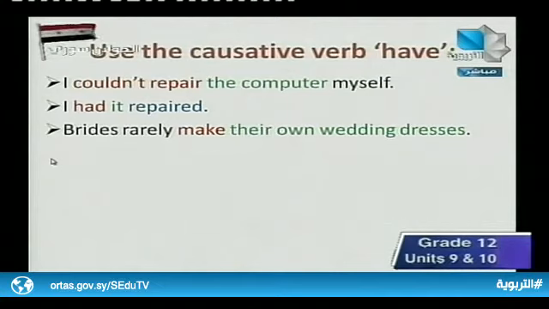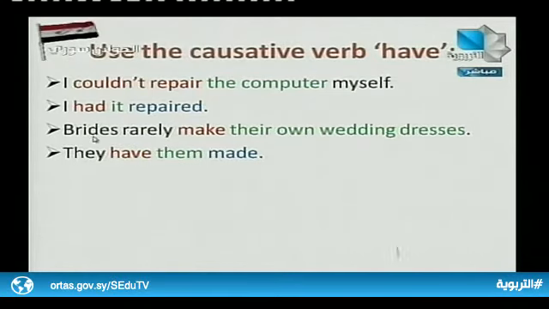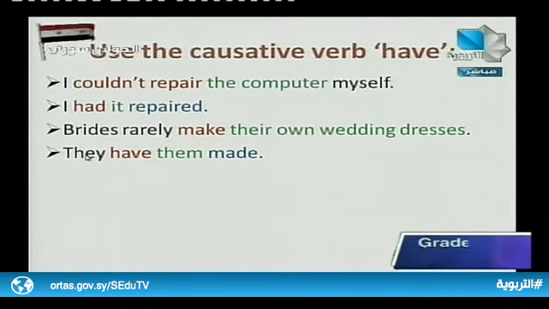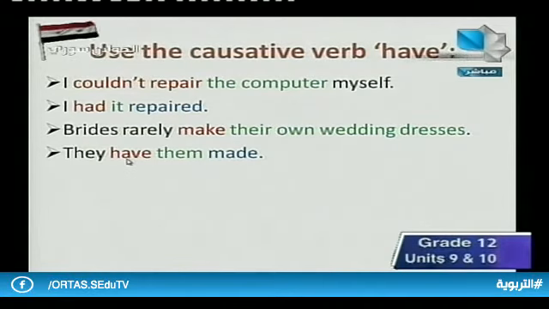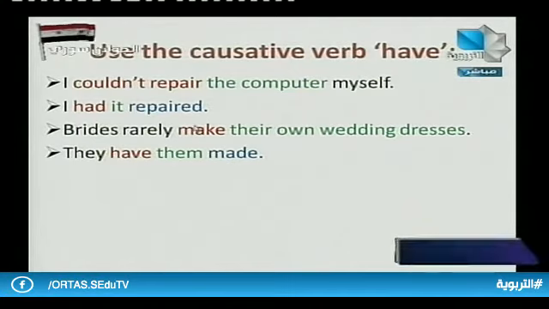So when it is negative and we want to use the causative form here, we need to use the positive form of the causative verb. So instead of saying brides, we say they, and they have, because we have make in the present. Their own wedding dresses is the object, and it is them, plural, so we use them and the past participle of the main verb. The main verb is make.